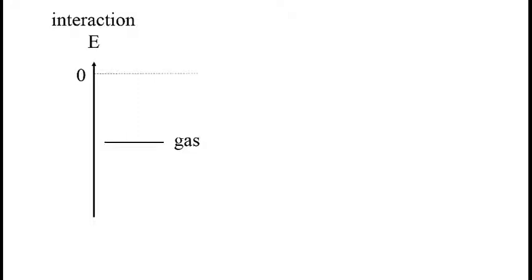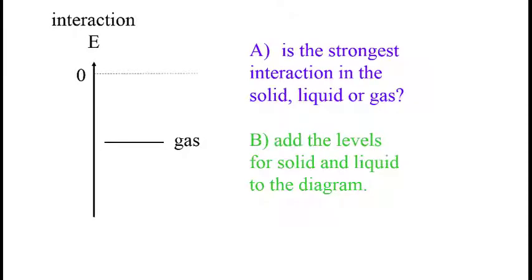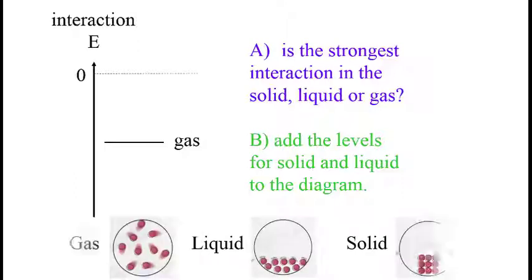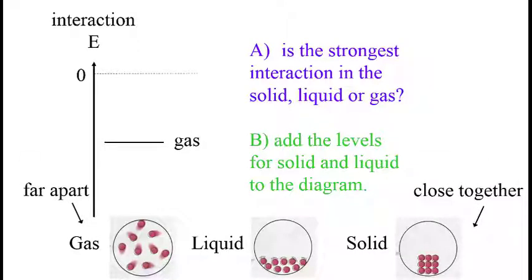Next, we need to ask whether the strongest interaction occurs in the solid, liquid, or gas state. Once we decide that, then we can add the levels for the solid and liquid to the diagram. If we think in general about the three states, the molecules are farthest apart in the gas phase and closest together in the solid, where the plus-minus interaction is maximized. Coulomb's law tells us that opposite charges close together will have the strongest force of attraction, so the strongest interaction will be in the solid.